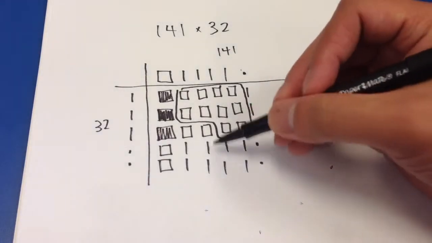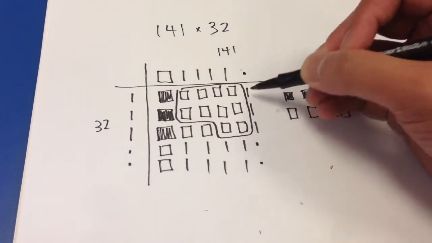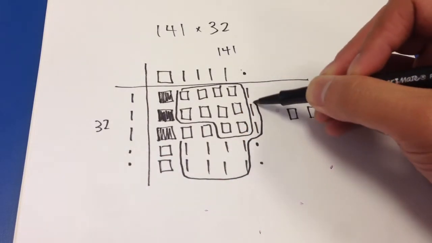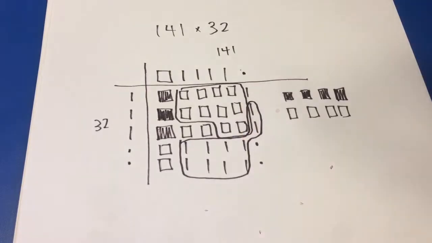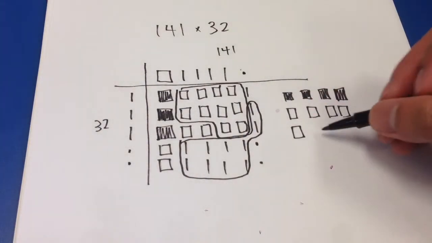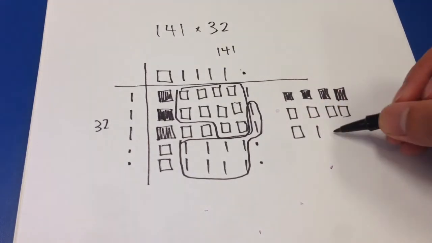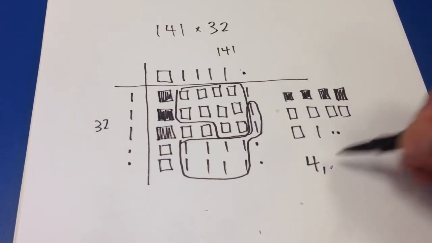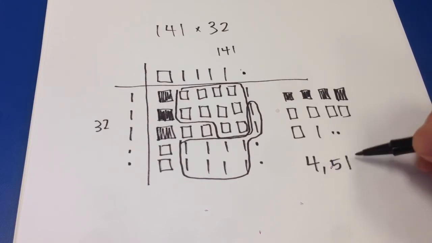And I have 1, 2, 3, 4, 5, 6, 7, 8, 9, 10, 11 10 sticks. So I can regroup those. 10 of those 10s is 100. So I'll group that into 100 here, and then I have one more 10 stick left over, and then two singles. So this number in standard form is 4,512.